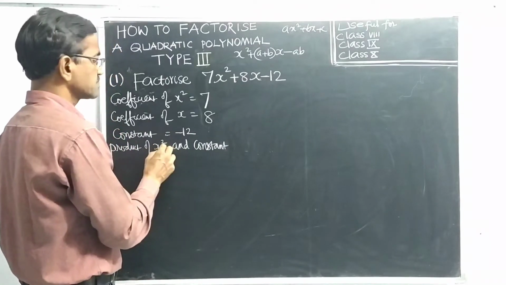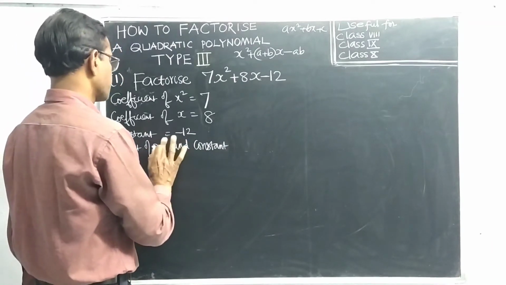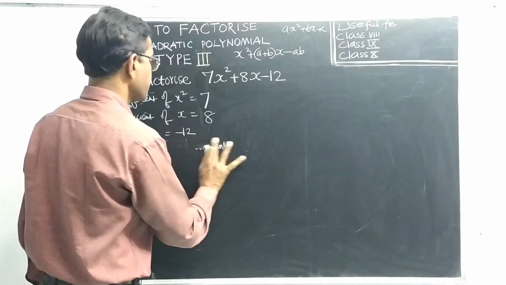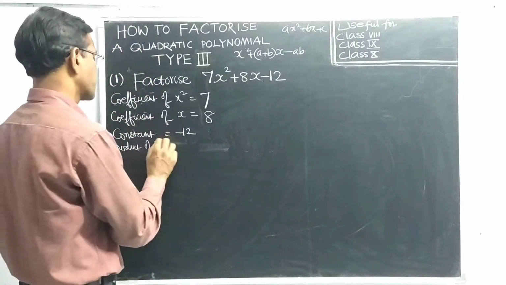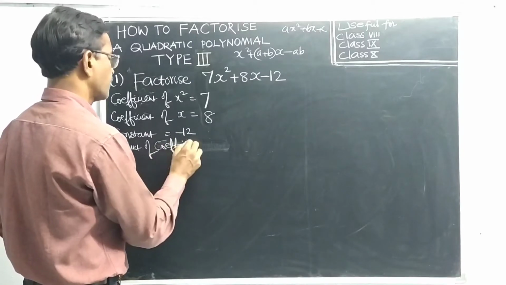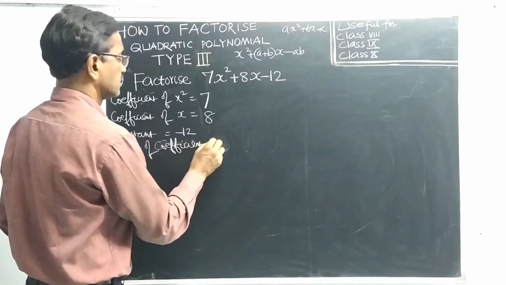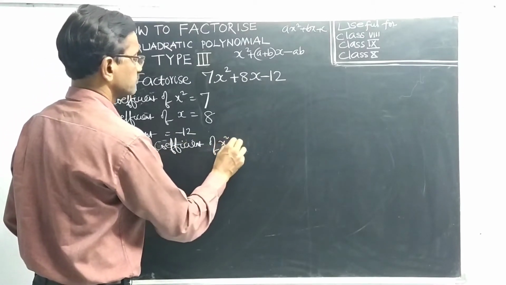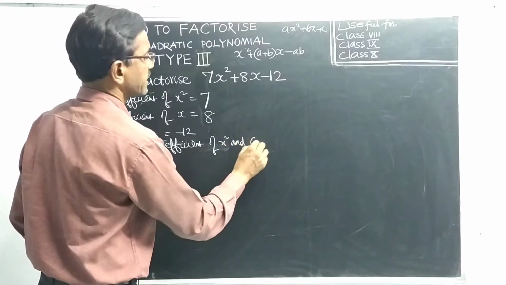Product of the coefficient of x square and the constant.